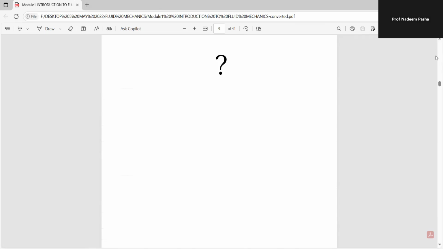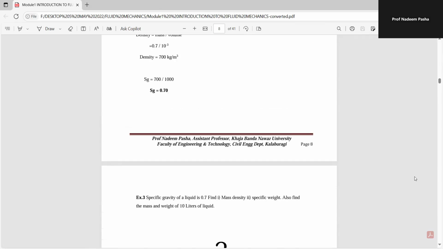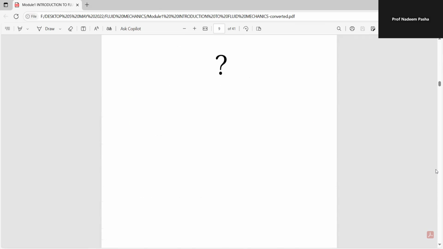I will give you 2 minutes. You just try to solve this problem. The specific gravity of a liquid is 0.7. Find mass density and specific weight. Also find the mass and weight of 10 liters of liquid. So what is the question? I will read it once again.